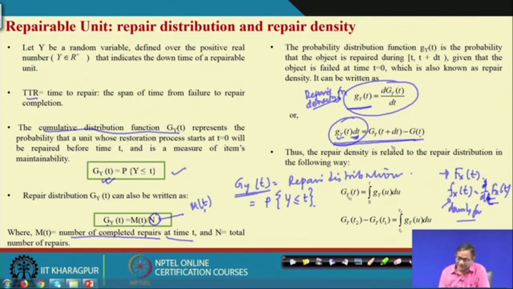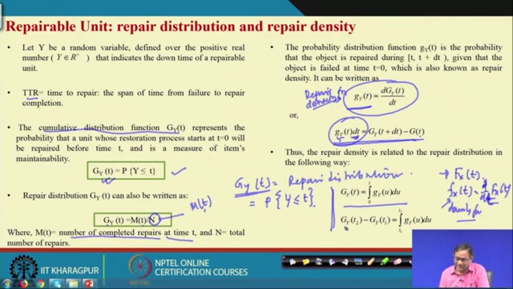Now, this can be written in this form also. If I know the density, I also know the distribution. That means the cumulative distribution, if you know the density, is the integration of the density. So, that is what is written here: capital G_Y(t) equals the integral from 0 to t of small g_Y(u) du. And if you take the integration here, the right-hand side will be G_Y(t).